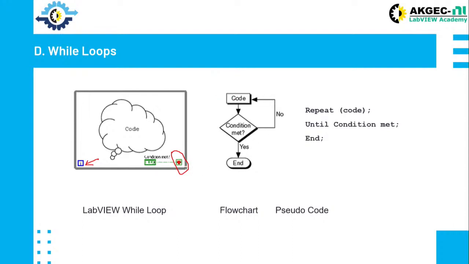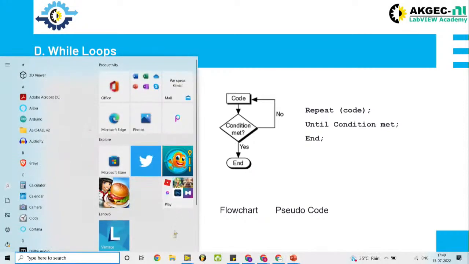If we see the flow chart for this, you can see the code is there. This code will be executed first, then the condition will be checked. If the condition is met, then it will stop, meaning LabVIEW will stop the execution of this VI. Otherwise the while loop will be executed again, meaning it goes to the code and the code will be executed again. So this is the flow chart, and we will see how this while loop works in the LabVIEW platform.